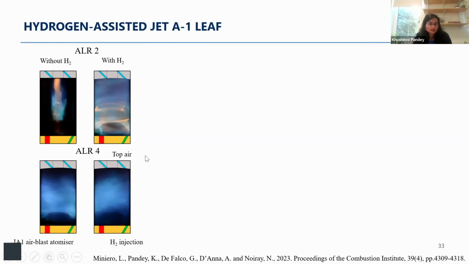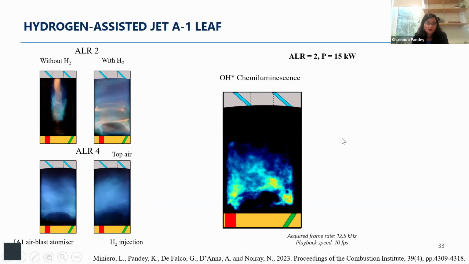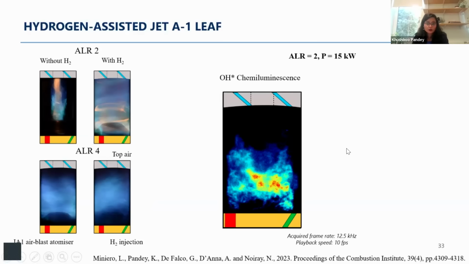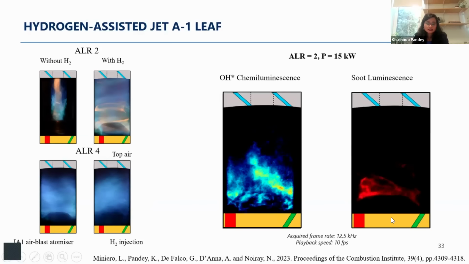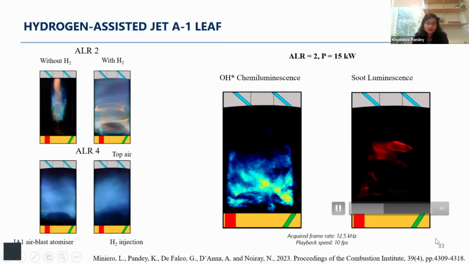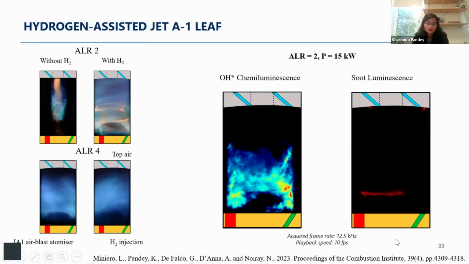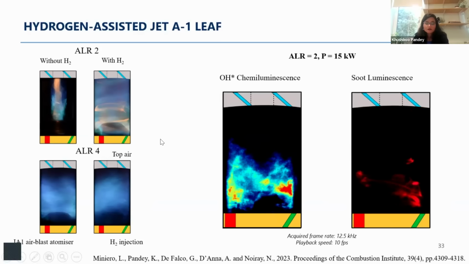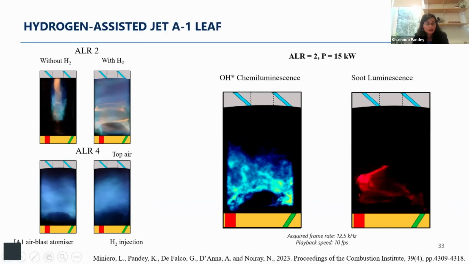The leaf didn't change, but we also needed to investigate how the hydrogen injection results in any change in emission characteristics. So here again, our OH chemiluminescence signature for ALR2 at 15 kilowatt and soot luminosity at 15 kilowatt. You see there is a bit of soot variation inside the burner, which is because, of course, for ALR2, the droplet sizes are larger.